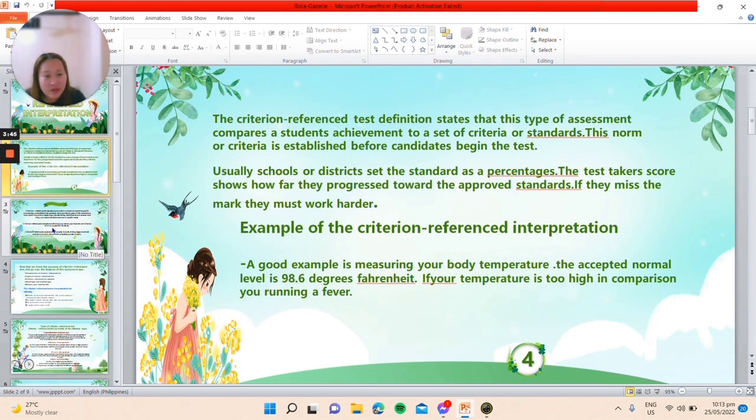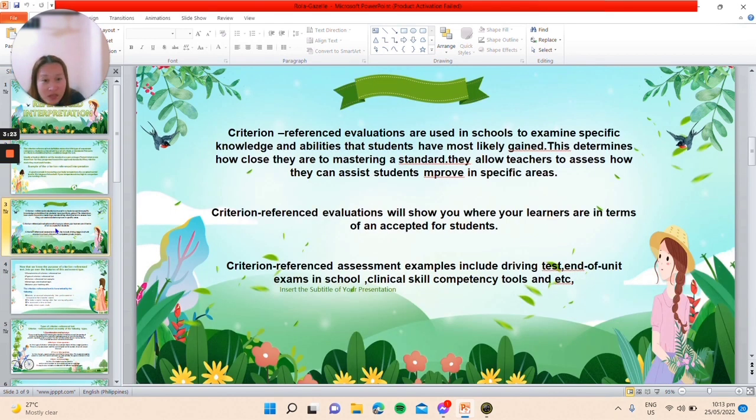Example of criterion-referenced interpretation. A good example is measuring your body temperature, where the accepted normal level is 98.6 degrees Fahrenheit. If your temperature is too high in comparison, you're running a fever. Criterion-referenced evaluations are used in school to examine the specific knowledge and abilities students have most likely gained. This determines how close they are to mastering a standard.